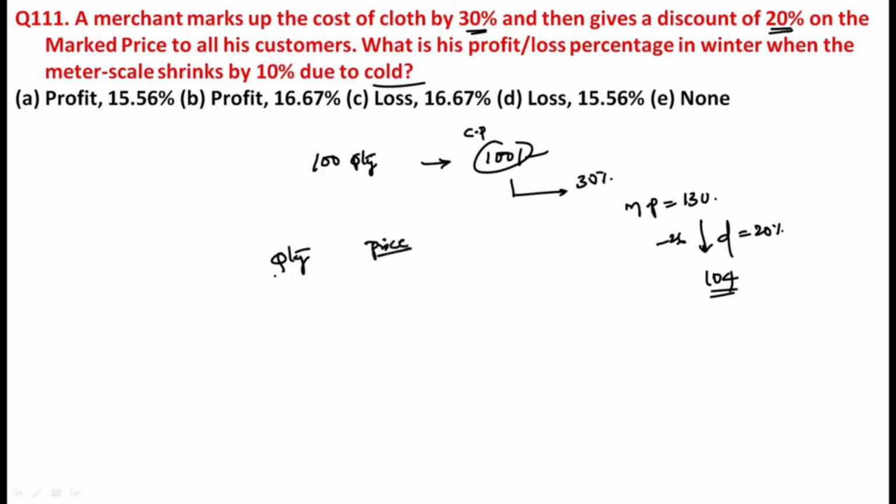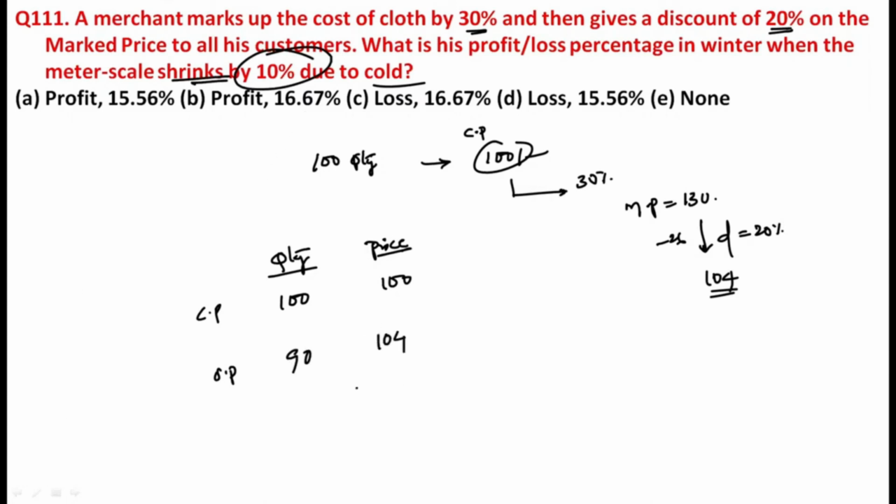If you want the concept, you can check out our videos, guys. We're done with the multiple concepts: quantity, prices, cost price, and selling price. Now initially they purchase 100 quantities, the cost price is 100. But guys, see, it shrinks by 10%. While selling, they are selling only 90 quantities. Why? Because it shrinks by 10%.